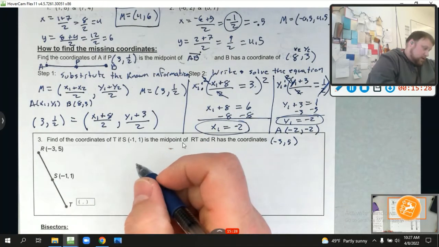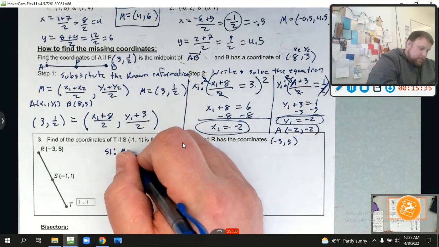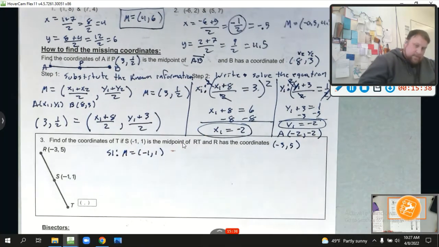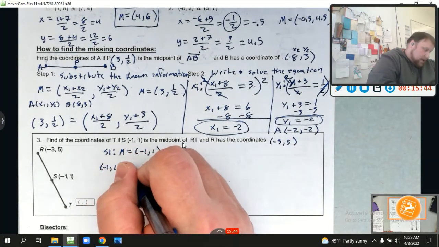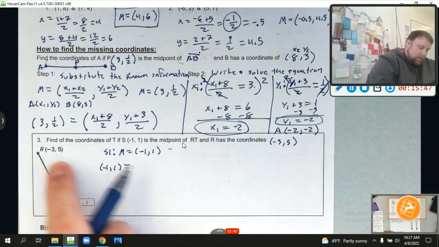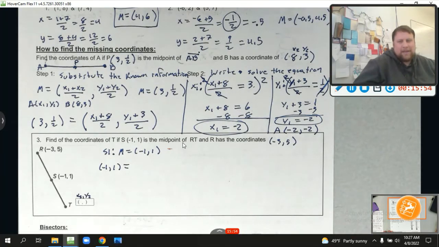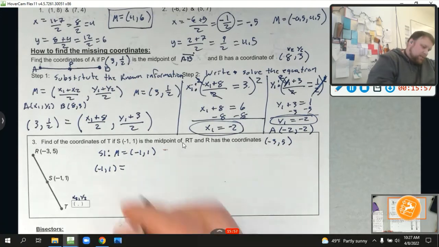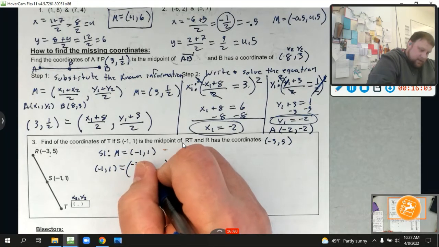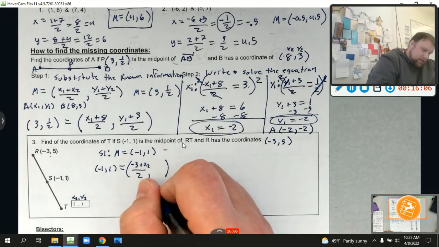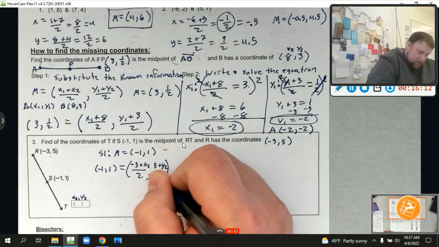Well, let's solve. First of all, step 1, right? We know that the midpoint is equal to (negative 1, 1). Next, I'm going to set it equal. I know that (negative 1, 1) is equal to, this time I have my x1, y1, but what I don't have is my x2, y2. Now, ultimately, guys, this doesn't matter, but just for the purposes of us practicing, I do want to put it in order. And I know that this should equal, what's my first point? It's going to be negative 3 plus x2 all over 2. And my y point is going to be 5 plus y2 all over 2.